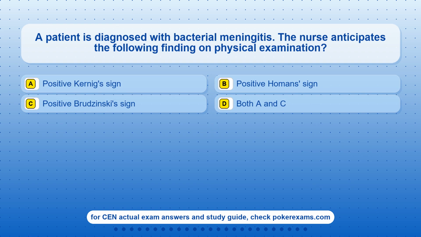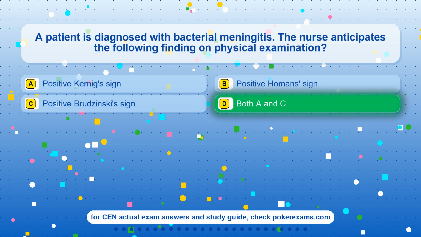Question 20. A patient is diagnosed with bacterial meningitis. The nurse anticipates the following finding on physical examination. Option A, positive Kernig's sign. Option B, positive Hohmann's sign. Option C, positive Brzezinski's sign. Option D, both A and C.